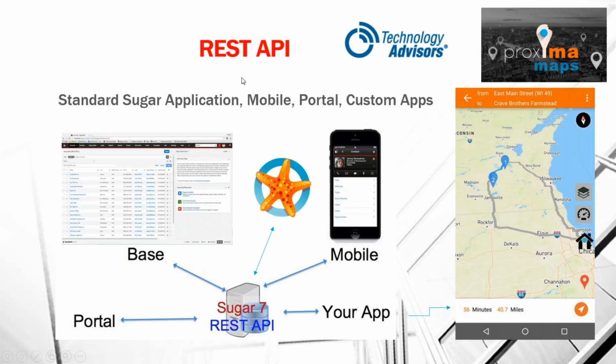Here's a good example of the REST API. What uses it? Well, the portal uses it. Your base application uses it. We have a program called Starfish ETL that transfers data from just about any CRM or ERP or database back and forth with Sugar. The mobile app leverages it.